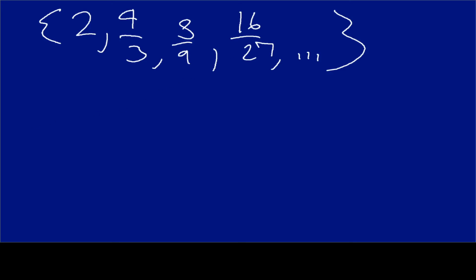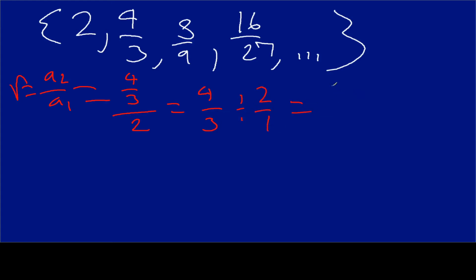We're going to go through our same steps as last time. We know our r is going to be a sub 2 over a sub 1. That means we're going to have 4 over 3 over 2. Another way to write that is 4 over 3 divided by 2 over 1. And of course, when you divide fractions, you flip the second one. So 4 over 3 times 1 over 2, and you end up with 4 over 6, which simplifies to 2 over 3. All that is review.